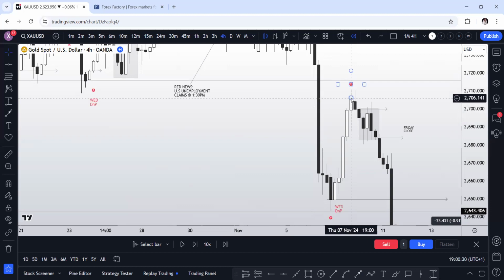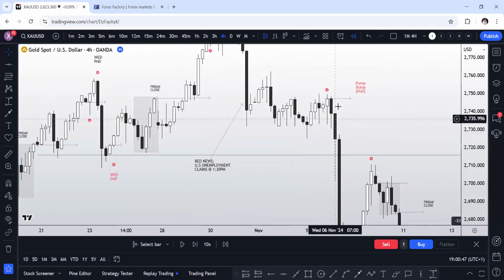And then on Thursday, we have a close of Thursday. Then because of this price gap, that shows the end of a pumping session. Then we resume the dump. Right, then this is on Tuesday close.